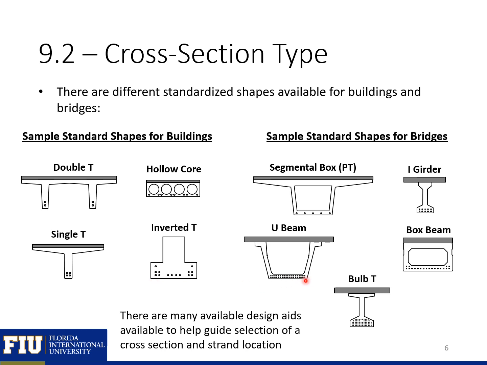For bridges, we have other shapes. Segmental box girder bridges, typically post-tensioned. We can have U-beams and curved U-beams that are pre-tensioned, precast. I-girders, box beams, and bulb T's. So these four are our main pre-tensioned elements, and the segmental box would be our main post-tensioned standard shape for bridges.